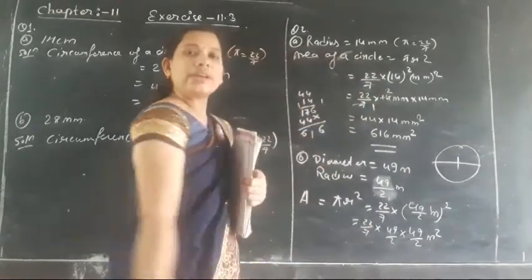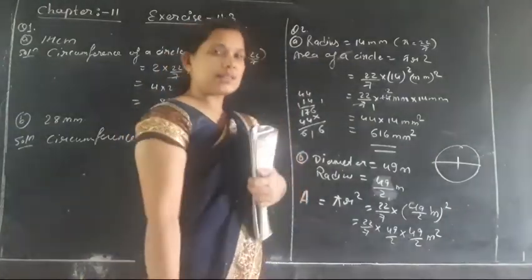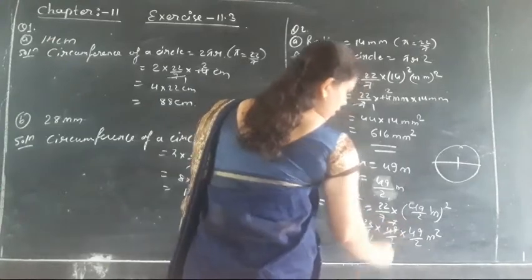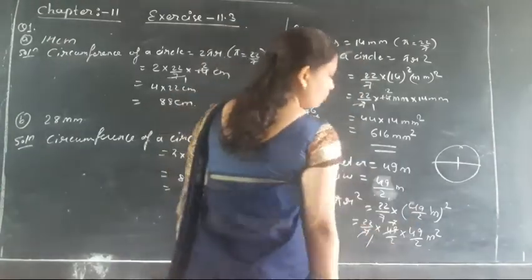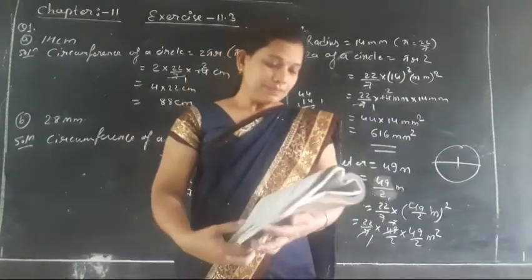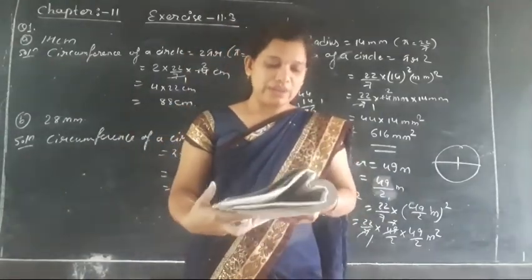Okay, now it can get cancelled, and you will get the required answer: 7 sevens are 49. So here 7 ones are, here 7 again. Now multiply the numbers, and you will get the required answer. Clear to everyone? Now moving toward the next question we are having.